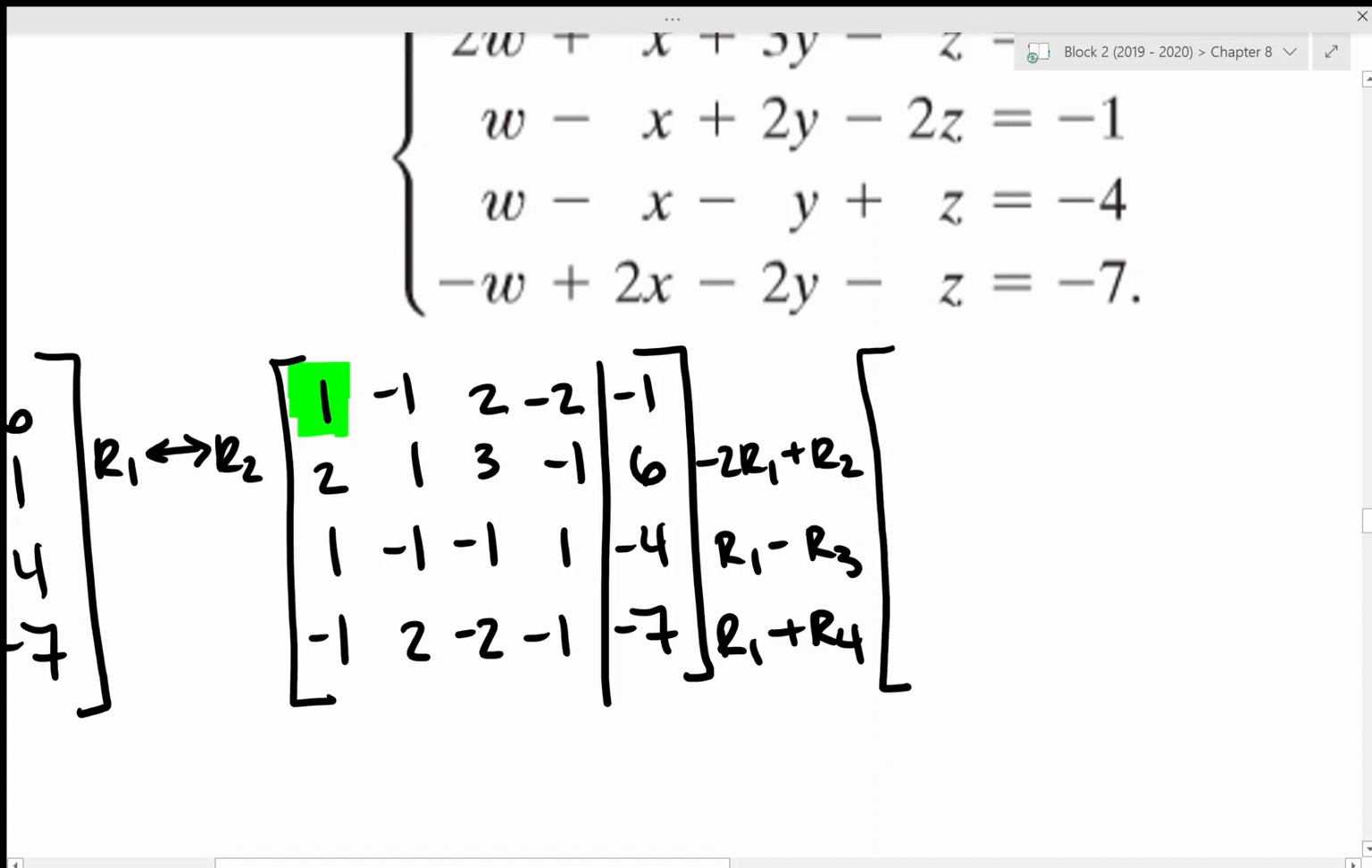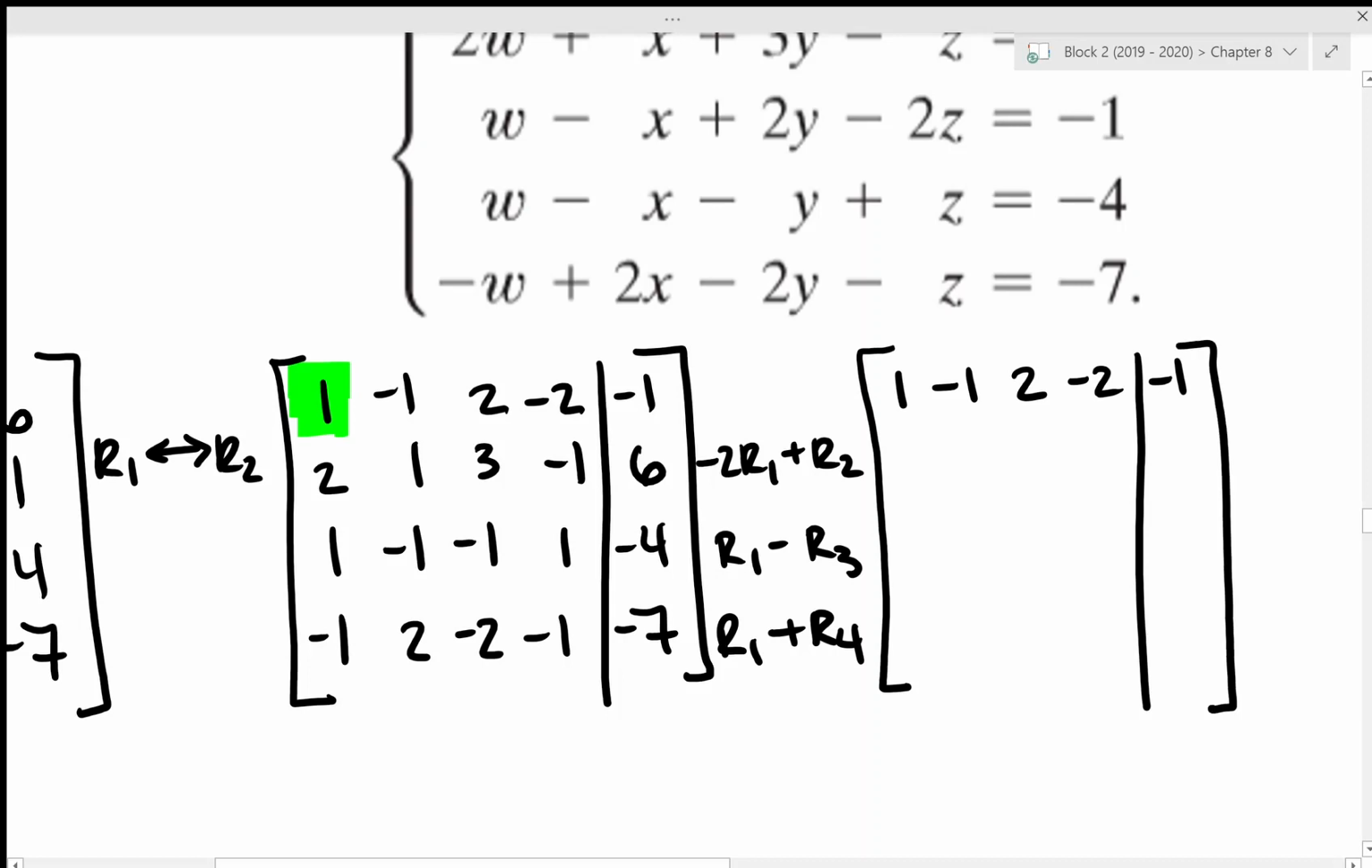So, remember, I'm going to keep row 1 completely the same. I'm just going to utilize it to change everything else. So negative 2 times 1 is negative 2 plus 2 is 0. Negative 2 times negative 1 is 2 plus 1 is 3. Negative 2 times 2 is negative 4 plus 3 is negative 1. Negative 2 times negative 2 is positive 4 plus negative 1 is 3. And then negative 2 times negative 1 is 2 plus 6 is 8.